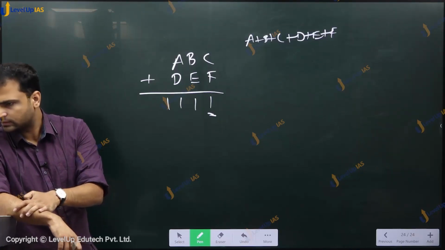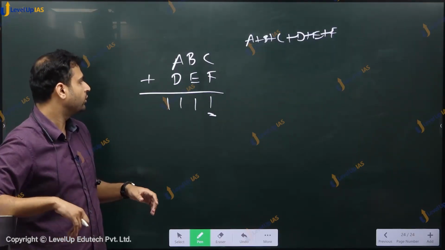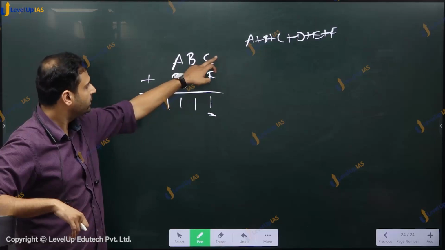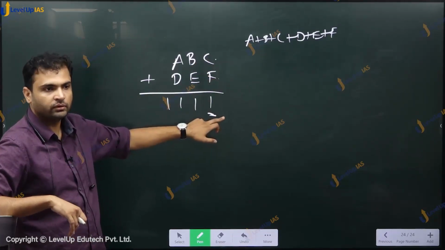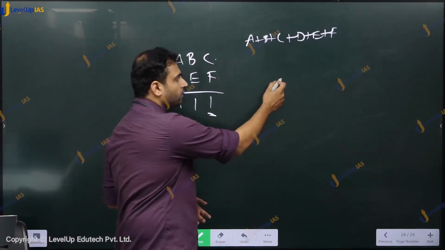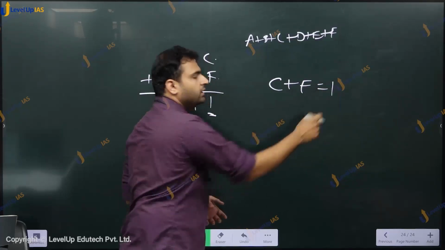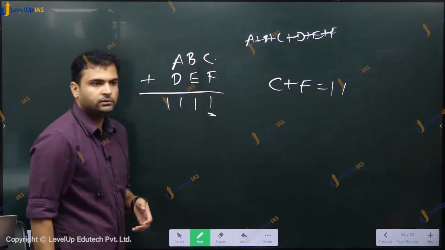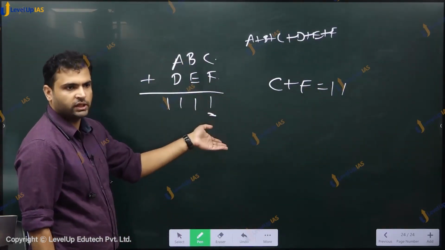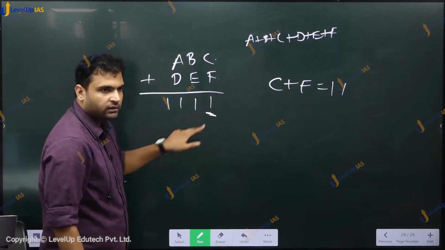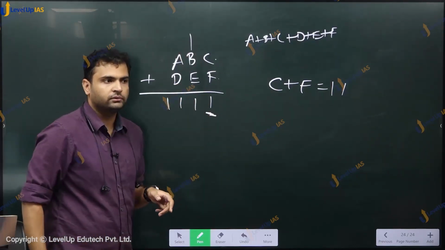I think yes. Your answer is correct. So what do we have? This C plus F should be 11, right? That is the only conclusion that is possible. C plus F is 11. One is not possible, so 11 ही होना चाहिए. So 11 का 1 आ गया and 1 carry forward हो गया.